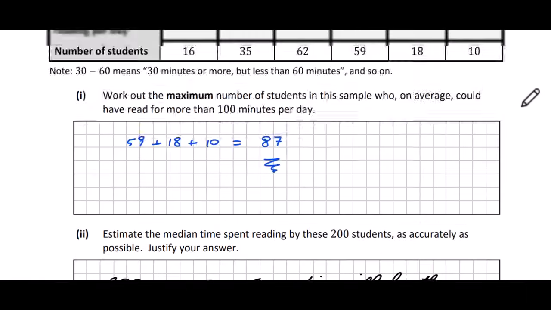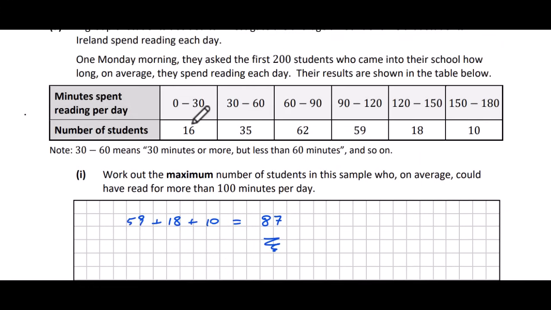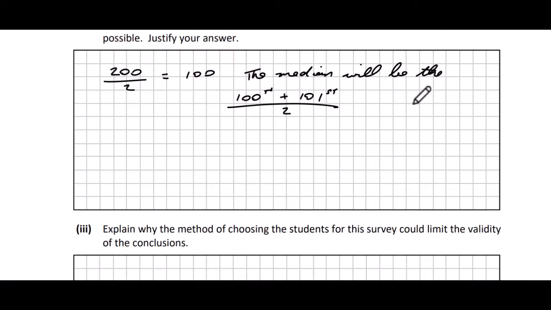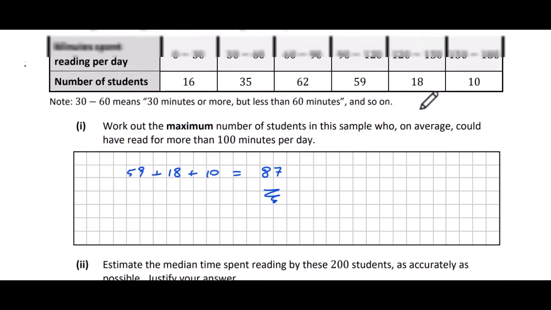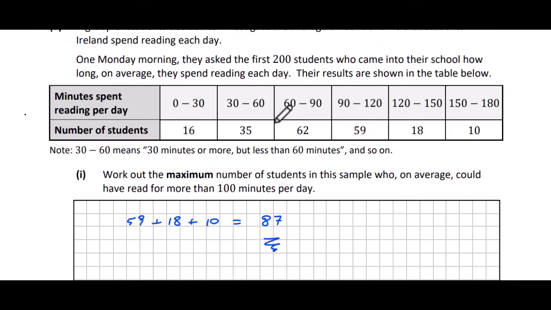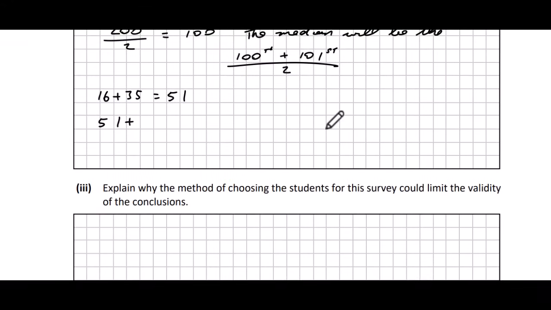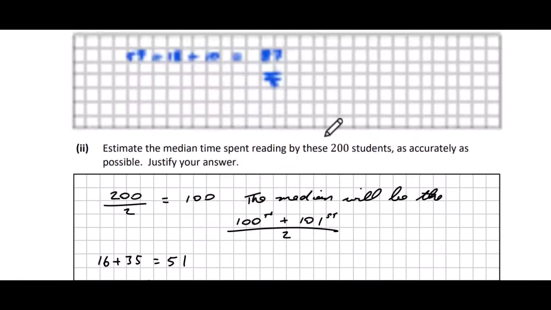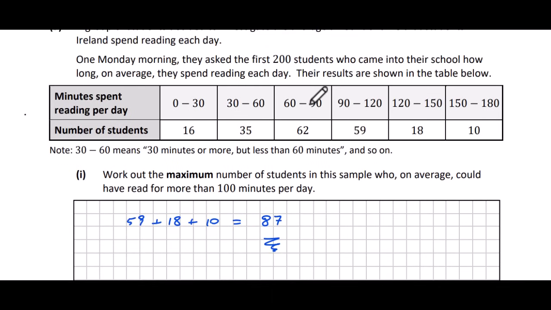So if we look at our table, the 100th student is going to be here somewhere, because if you add 16 and 35, so if we take 16 plus 35, we get 51. So in other words, we're looking at 51 students up as far as here. If we add another 62, you get 113. So now we're past the 100th student at this stage. So the 100th student must be in here somewhere.